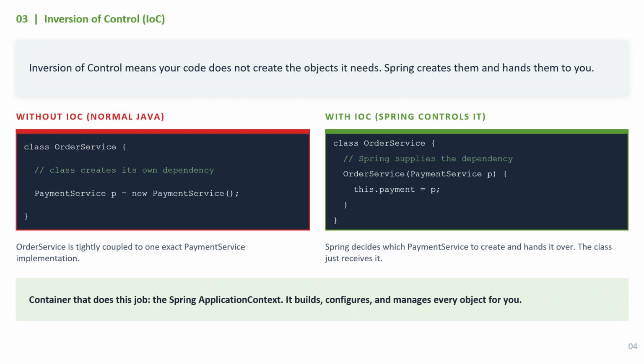Now look at the version with IoC. Here, OrderService does not create the PaymentService itself. Instead, it receives it through the constructor. Spring decides which PaymentService to create and it hands that object over. The class just receives it and uses it. The part of Spring that does this job is called the ApplicationContext. It builds, configures, and manages every object in your application for you.